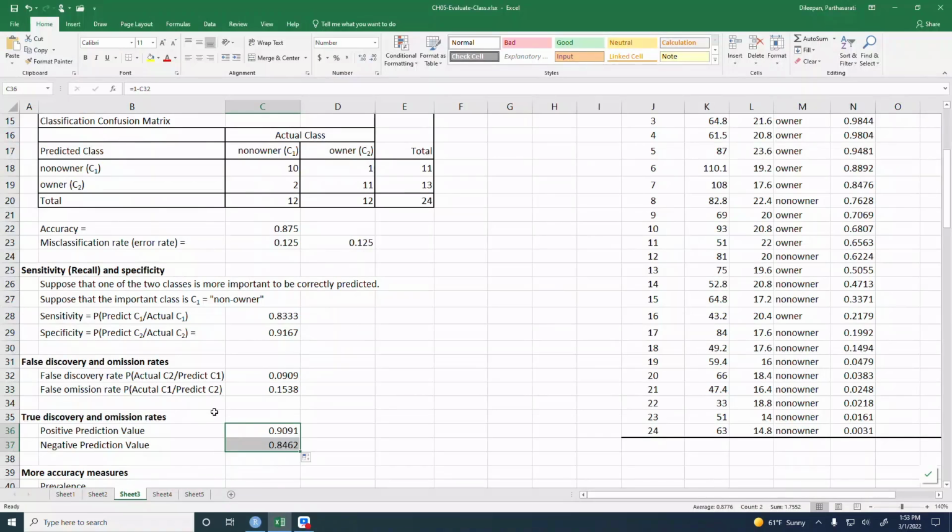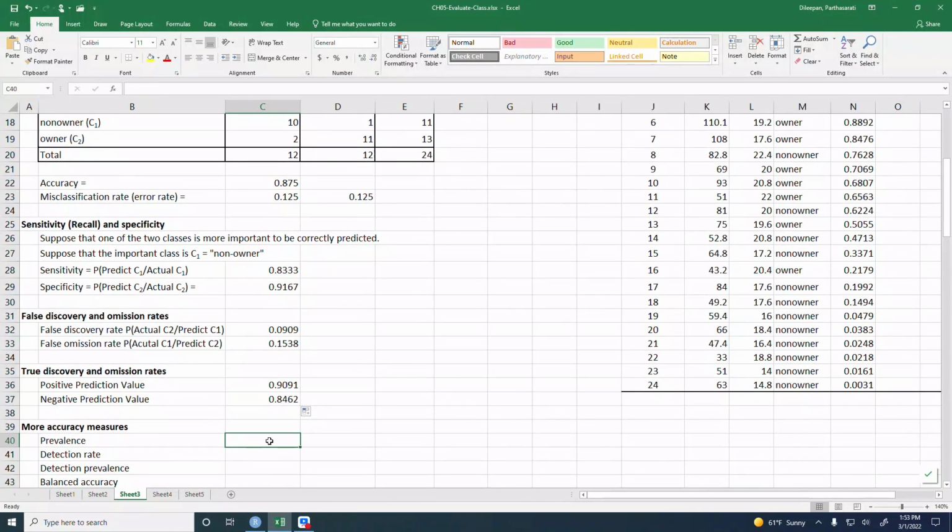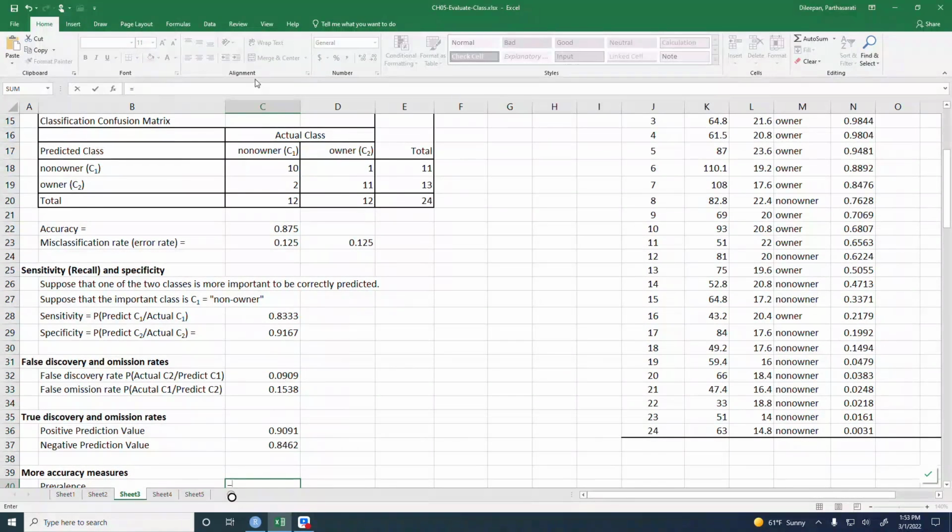So then we have prevalence. Prevalence is, now we are into the total data set. So of all the observations that we have, what is the rate of positive class? The rate of positive class is, okay, so the actual positive class is 12 out of a total of 24. Okay.